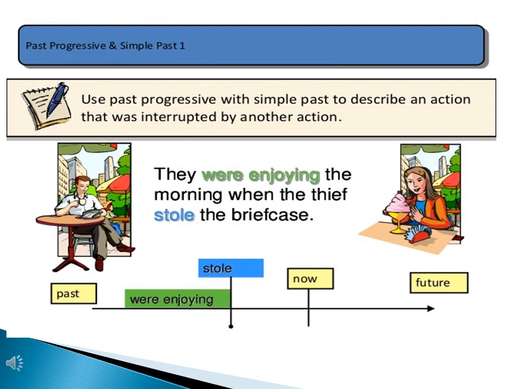The second use of past progressive is that it's used with simple past to describe an action that was interrupted by another action. يعني كنستعملوا لواحد الحدث اللي كان مستمر في الباست شوية ويتقاطع مع واحد الحدث آخر في الباست نفسه. Example, they were enjoying the morning. كانوا يستمتعوا بالصباح ديالهم. When the thief stole the briefcase.